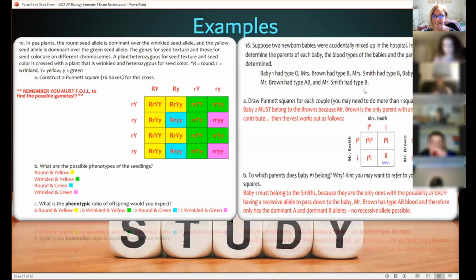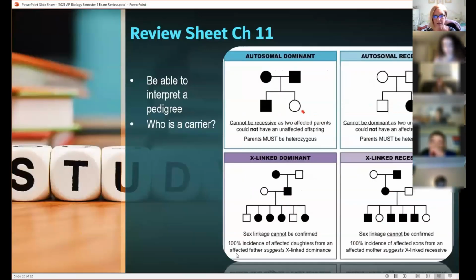Again, what you're going to see on the test, you're given the parents' blood types, but not genotypes. You're given the child's blood type, and you have to work backwards to determine the parents' genotypes. So fill in what you know, and then work backwards in the Punnett square. Okay, you guys have that. You can read it later so that I don't take up too much of your time.